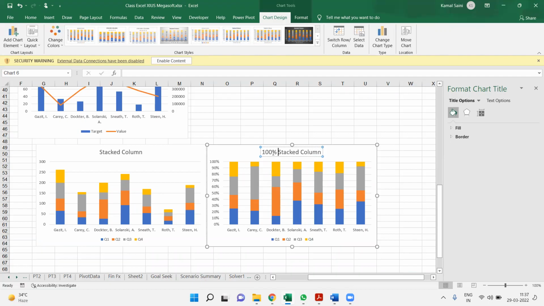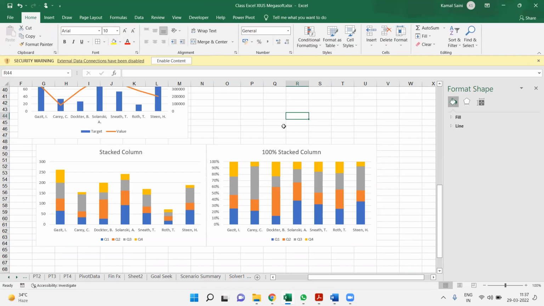Ravi, yes, if you don't mind, could you explain this chart again? Stack again.